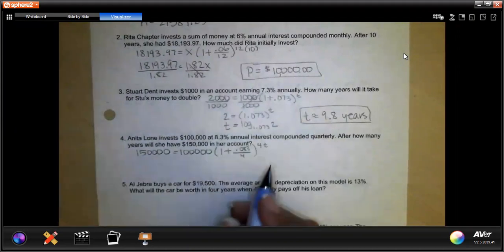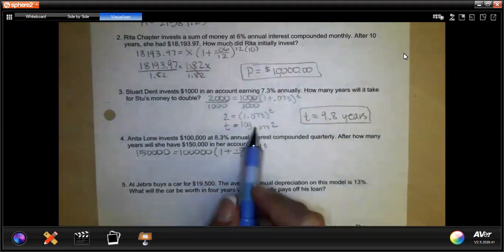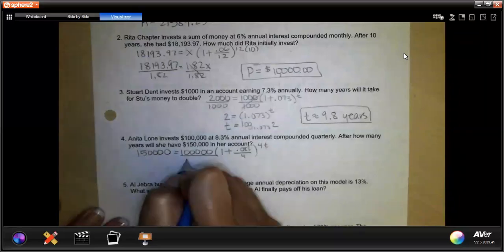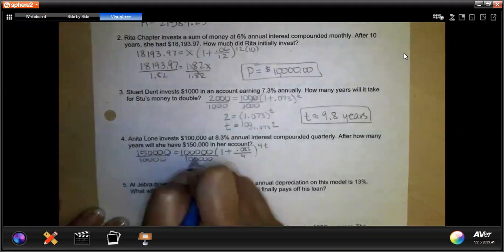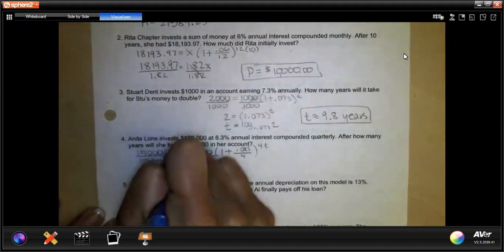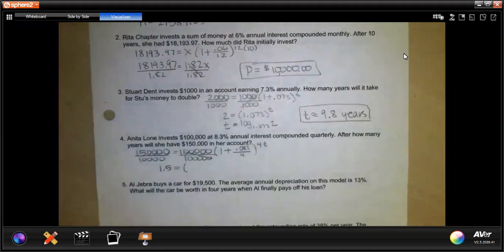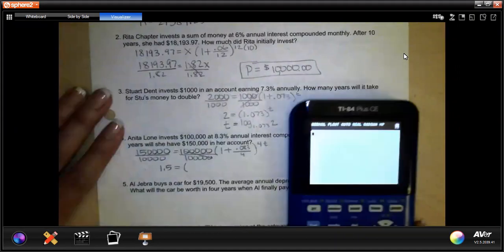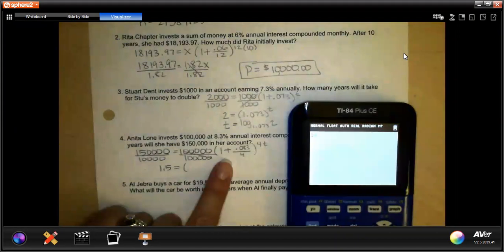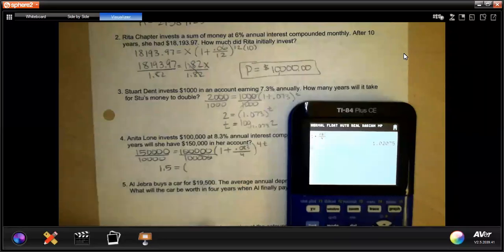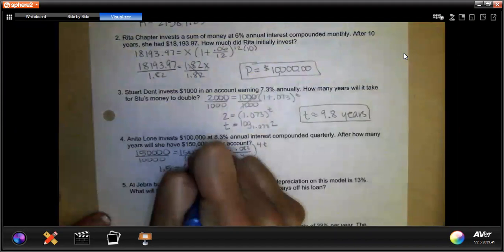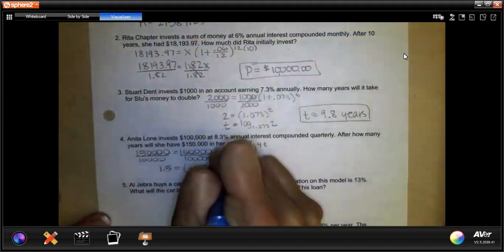And again, we're solving for this t. So we're going to use the same process we did up here. We would divide by 100,000. And so that gives us 1.5 is equal to, and we're going to want to simplify that there. Again, we can round when we put it on our paper, but we're going to want to continue to use that as is. So I'm going to do 1 plus 0.083 over 4. And so that is 1.02075 raised to the 4t power.